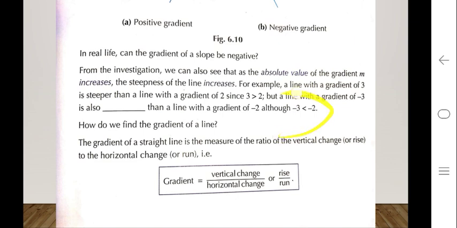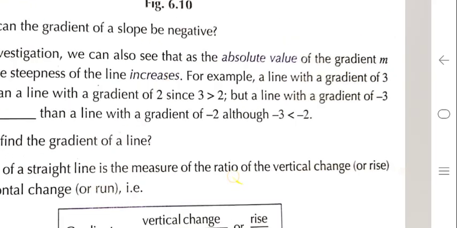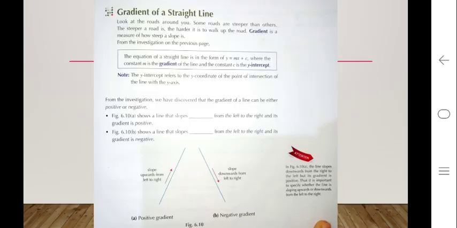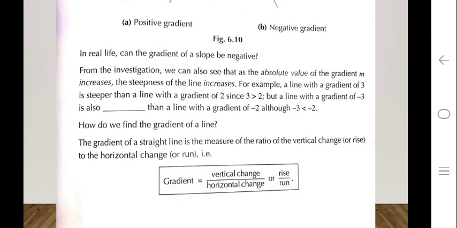So in this case, the line with gradient negative 3 is still steeper than negative 2, even though negative 3 is actually smaller than negative 2, right? But what we look at here is just the value, the number. 3 is greater than 2. The negative is just a sign that it's going downward. The negative sign does not have anything to do with the value.